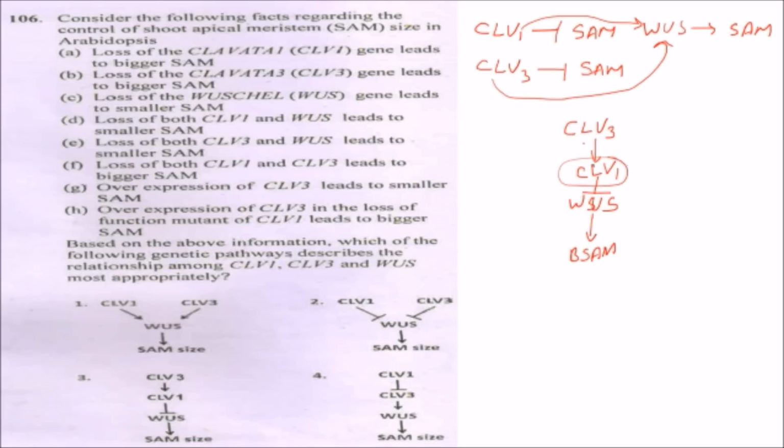It is negatively regulating CLV1, and indirectly it has switched on the WS, because of the absence of the functional CLV1, WS will be switched on and it will lead to a bigger size of SAM. So as per this, the correct pathway should be number 3.